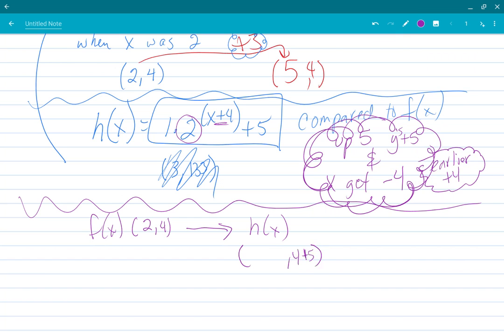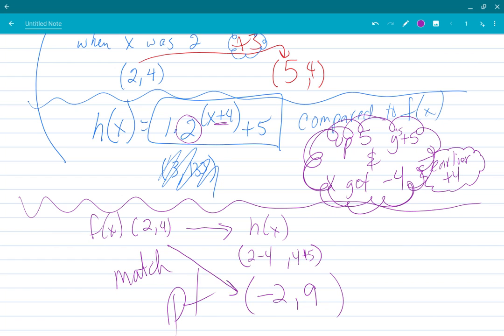And then what about the X's? Minus 4. So the point that corresponds is going to be negative 2 comma 9. These are the matching ones. Does that make sense? Yes. So how many points are there in f of x? A million, gazillion, Brazilian. And they all have matching ones on h.